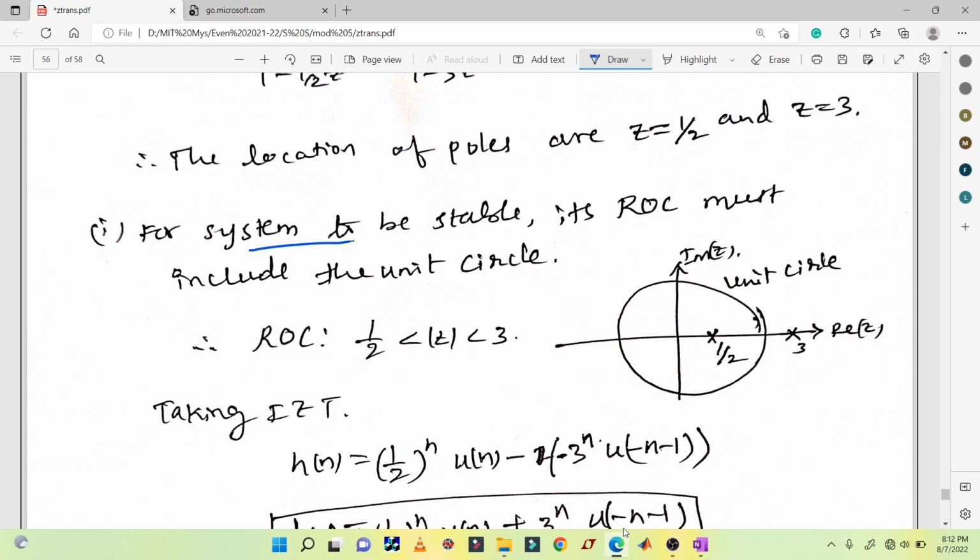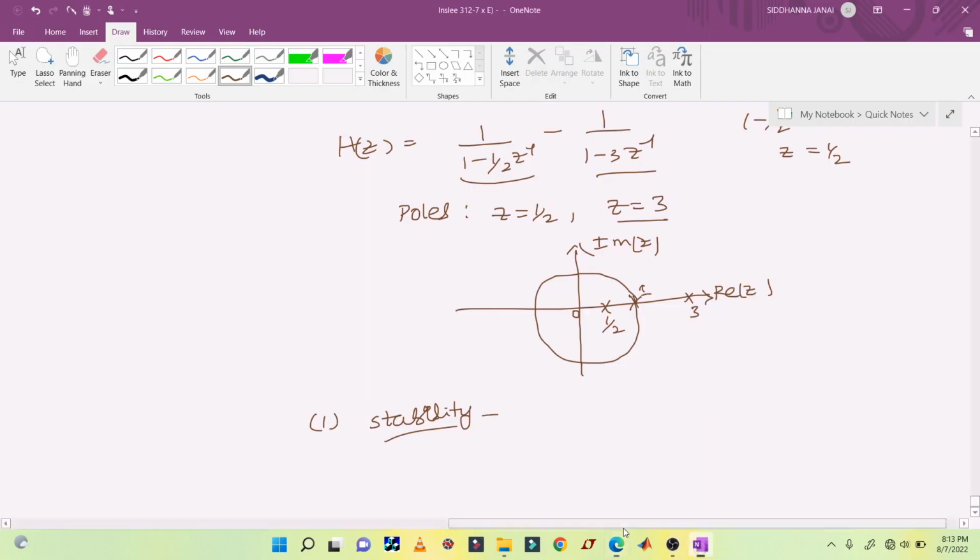For the system to be stable, its ROC must include the unit circle. So what should be the ROC? The system must include the unit circle, which means ROC should be greater than 1 by 2, but it is less than 3. So we need to draw another circle.